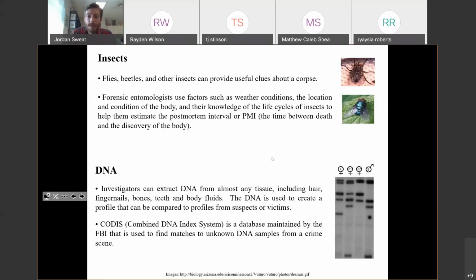So DNA is then used to create a profile that can be compared to the profiles from other suspects or victims. In other words, we have this DNA sample and we're trying to match it to a specific person. So one of the first things they do is run it through yet another database system called CODIS, the Combined DNA Index System. That database is maintained by the FBI.